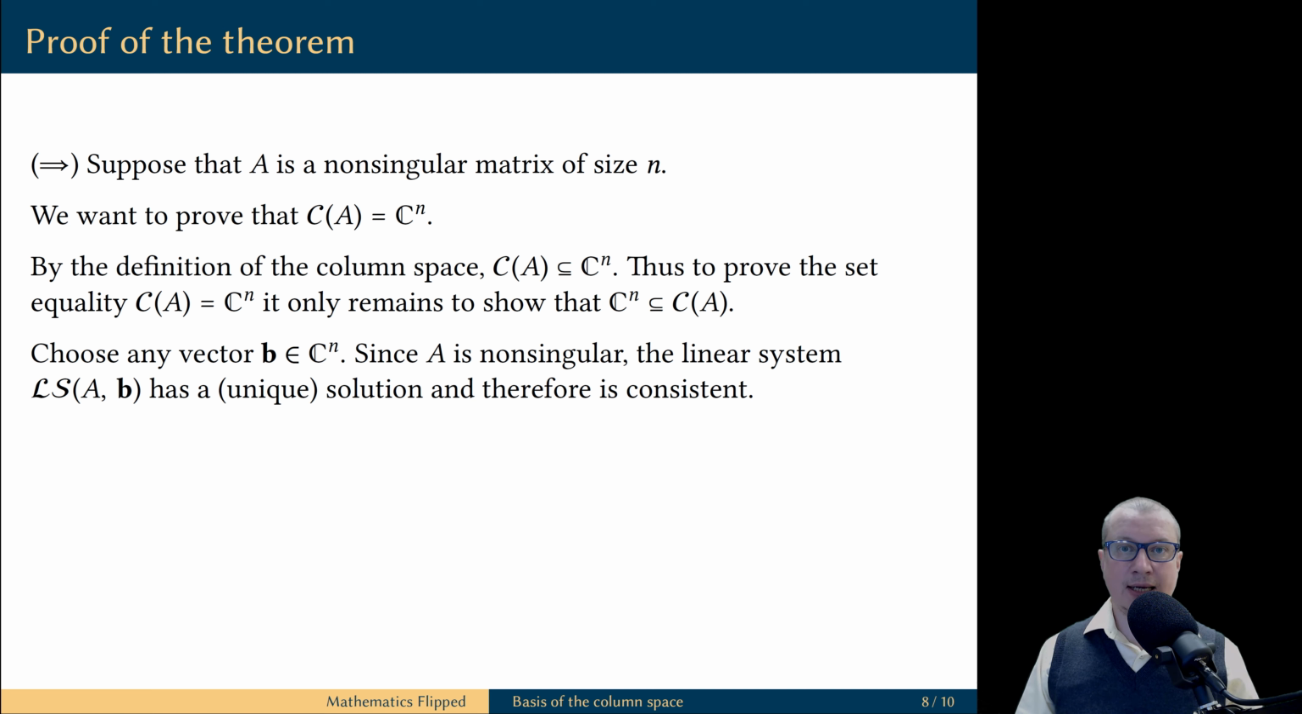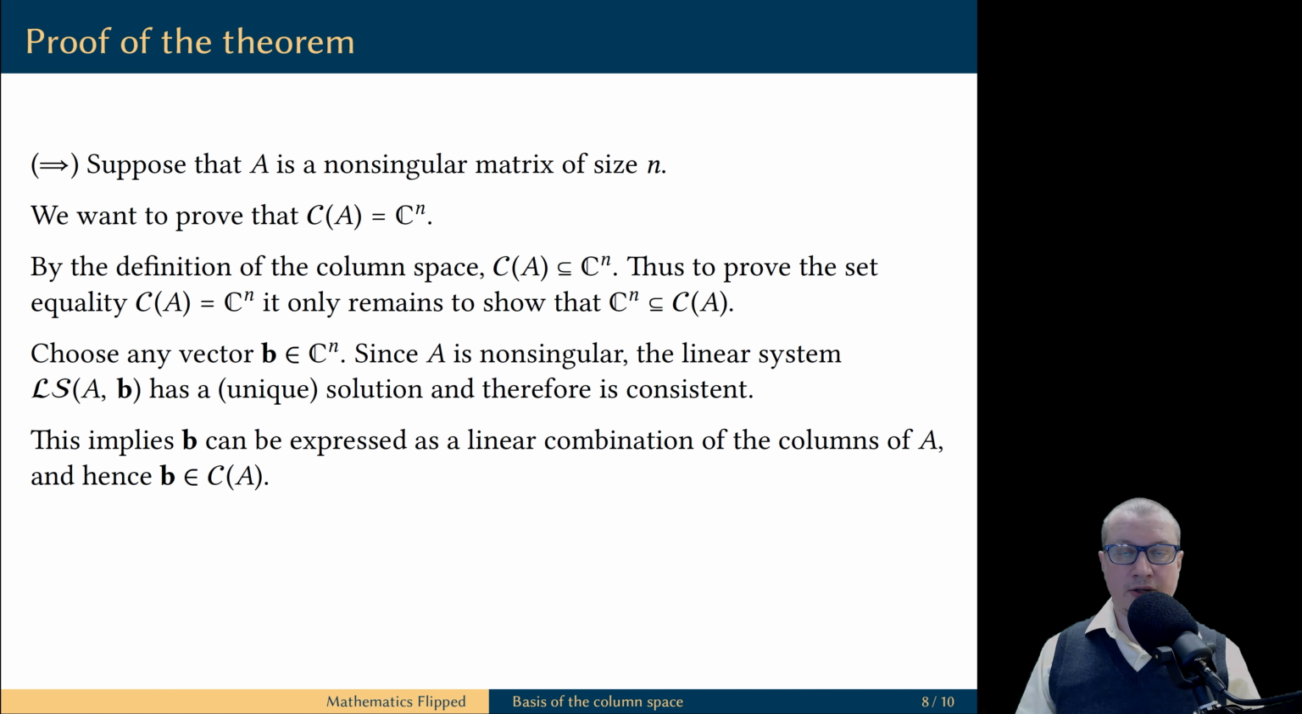In other words, it is an arbitrary column vector of size n. Our goal is to prove that this vector b belongs to the column space of the matrix A. For this, let's recall that there is a connection between the membership in the column space of a matrix and solutions to linear systems. So, let's construct a linear system with A as the coefficient matrix and b as a vector of constants. Our assumption that A is a non-singular matrix tells us that this linear system has a unique solution. Therefore, in particular, it is consistent.